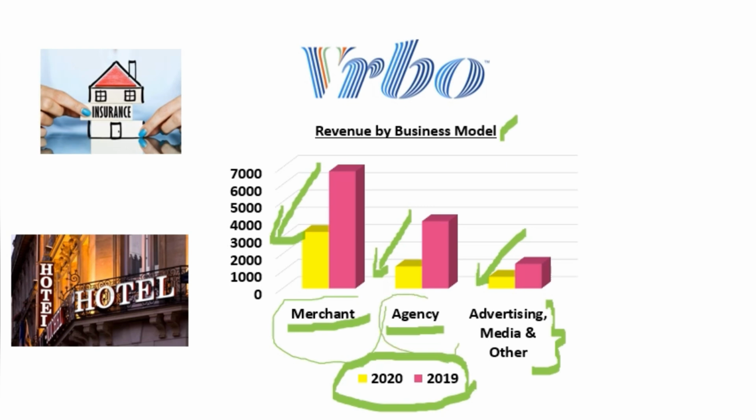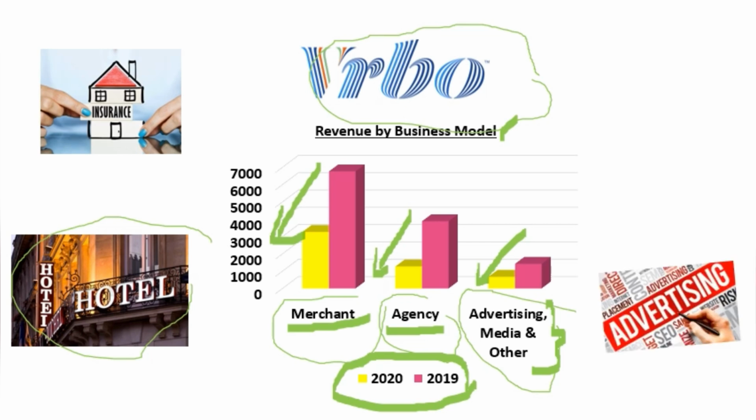The decrease in agency revenue in 2020 also was primarily due to the decline in agency hotel and air as well as Vrbo agency alternative accommodation revenue. For advertising, media and other, the decrease was 53% compared to 2019 due to a decline in advertising revenue.